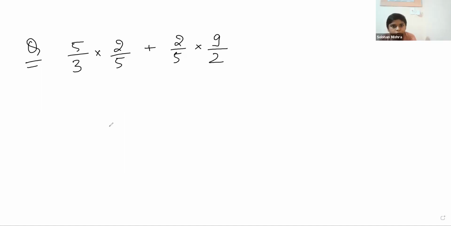By using commutative property. What help would your commutative property provide to this? If I apply commutative property, what will I do?